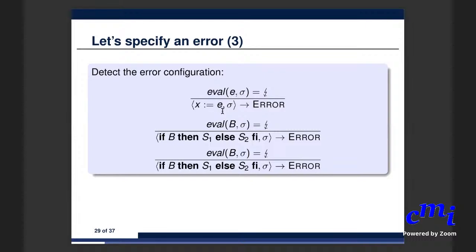So anytime in a command you have to evaluate an expression, if that yields an error, then you transition the program to this error configuration. Okay, and that's how you can capture that using these inference rules. So is this clear? Any questions here?